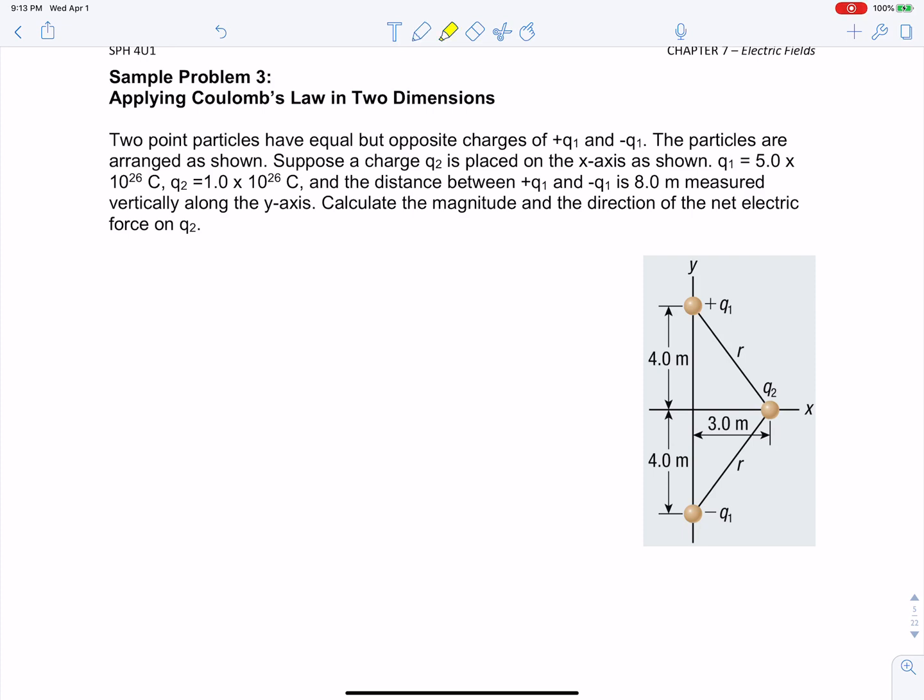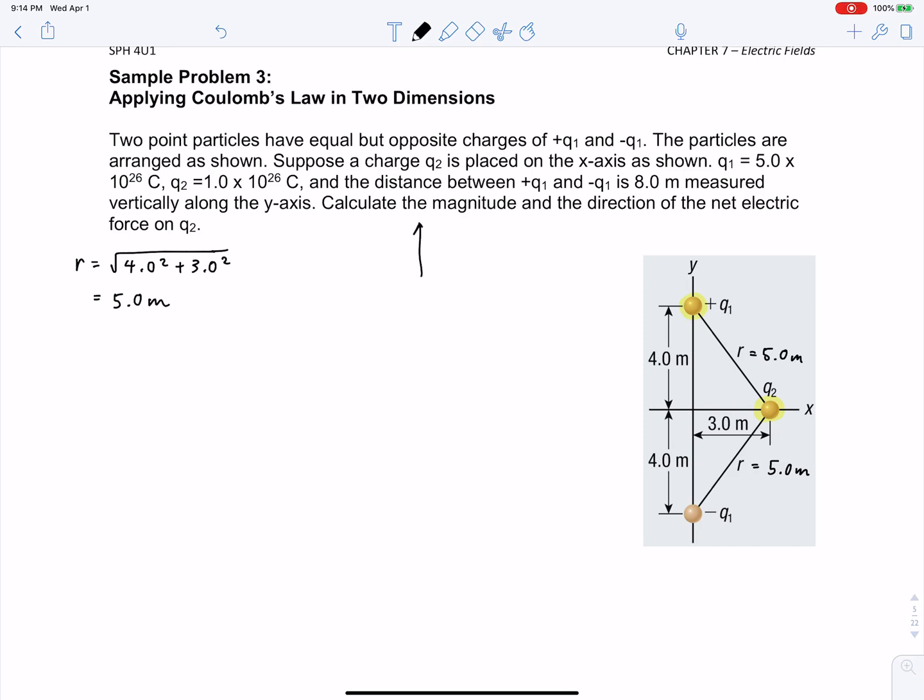Q1 and Q2 are a distance r from each other. And r is the hypotenuse of a right-angled triangle whose sides are 4 meters and 3 meters. So we can actually calculate r. It's equal to the square root of 4 squared plus 3 squared. So r, if you solve that, is equal to 5 meters. Perfect.